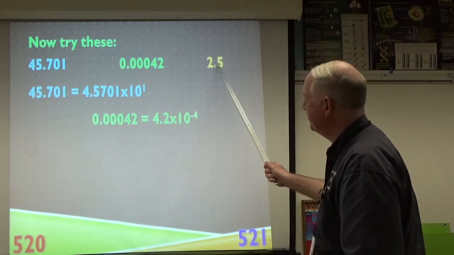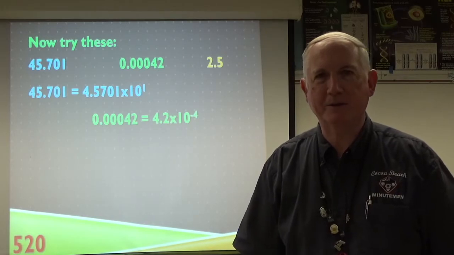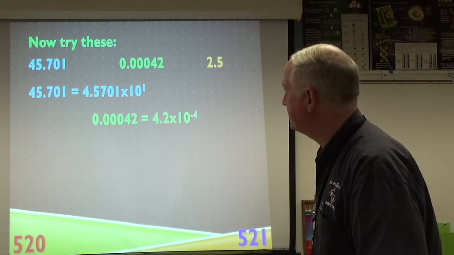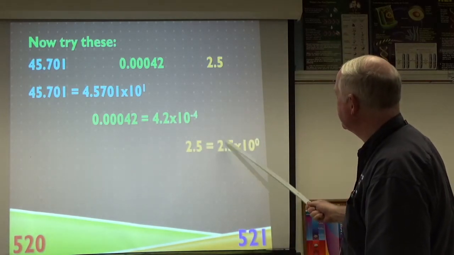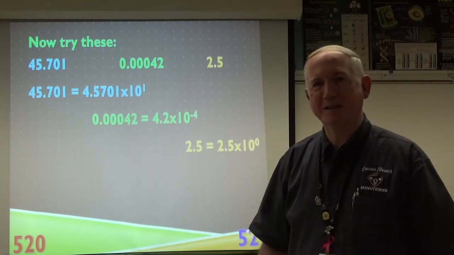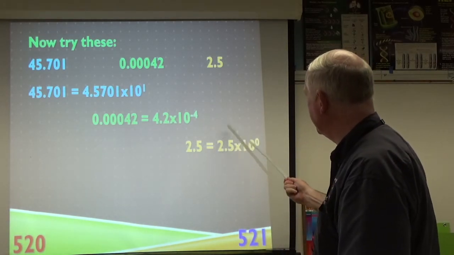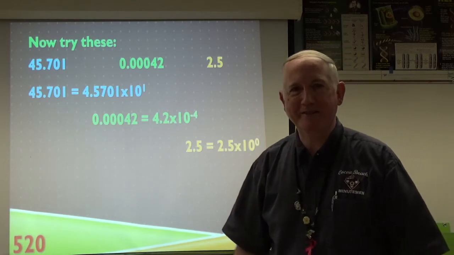Okay, finally 2.5. But Mr. C, the decimal's already in the right spot. What do we do? Good question. It becomes 2.5 times 10 to the 0, because 10 to the 0 is 1, and you multiply 2.5 times 1 and you get 2.5.